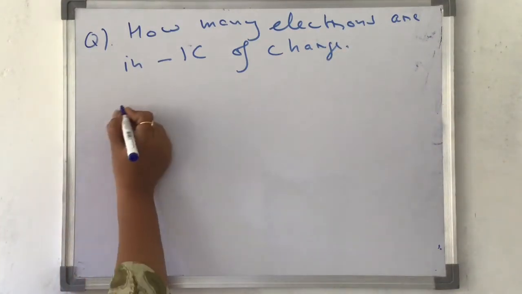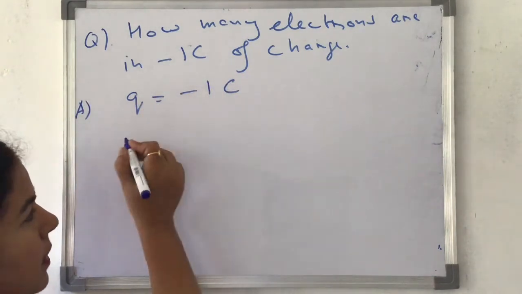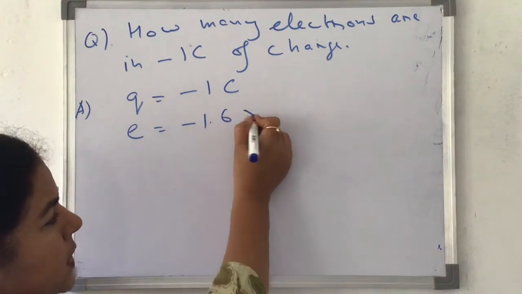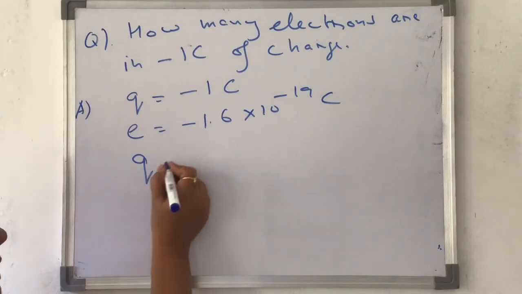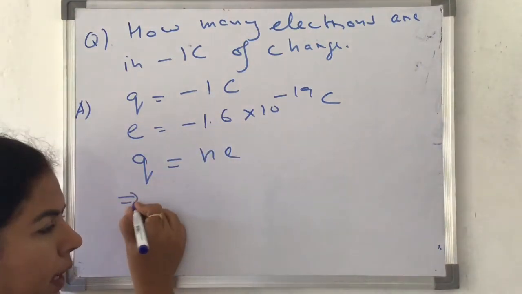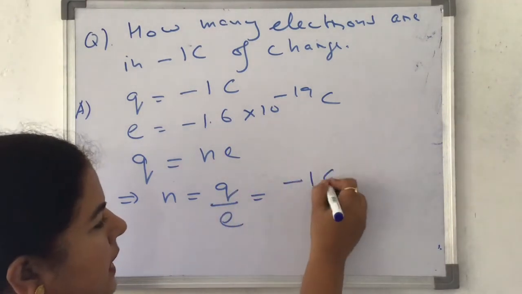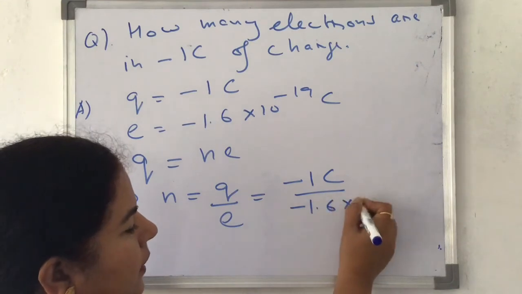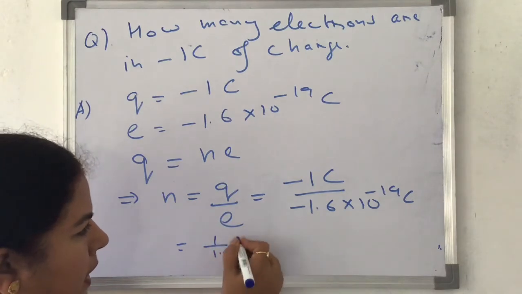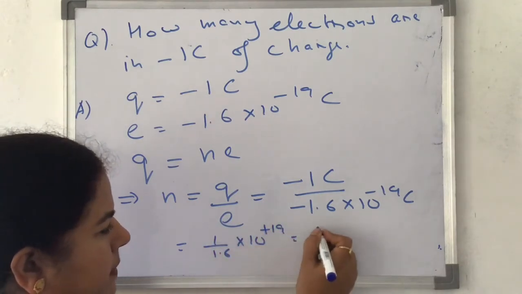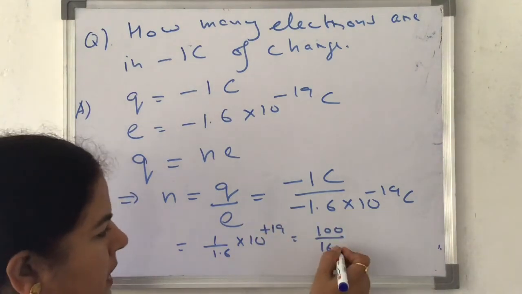Let's see. What is the total charge over here? Answer here is Q is equal to minus 1C, but I know e is equal to minus 1.6 into 10 raised to minus 19 coulombs, and just now we've done quantization of charge, so Q is equal to Ne. I want the value of N over here. N is Q by e, so it becomes minus 1C divided by minus 1.6 into 10 raised to minus 19 coulombs.